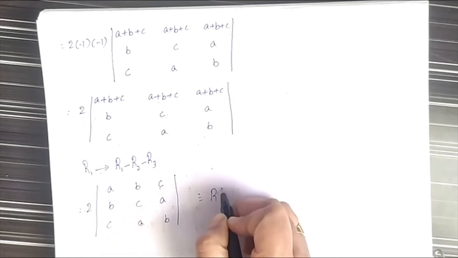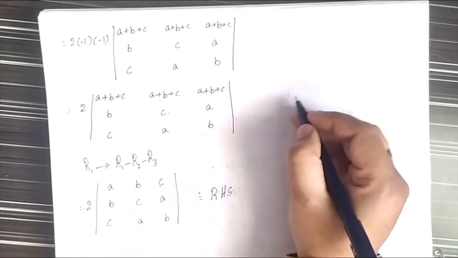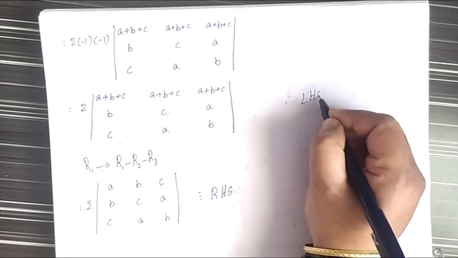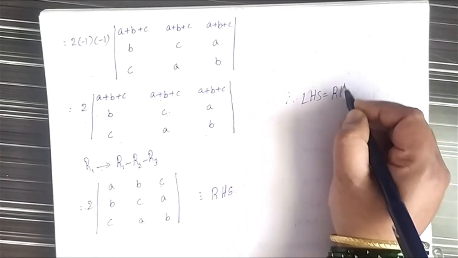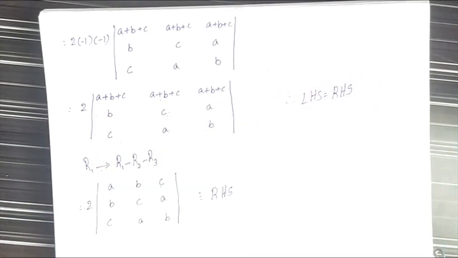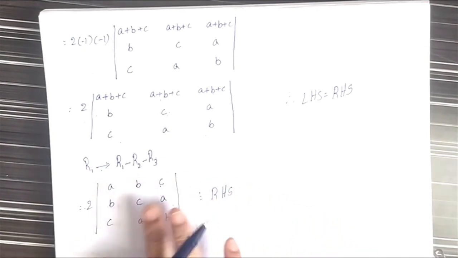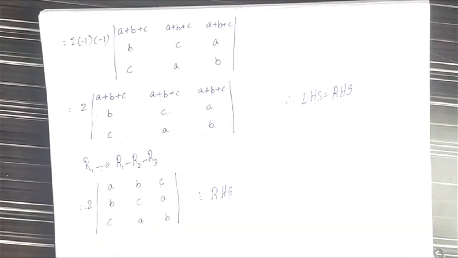This is equal to the RHS. Therefore, LHS equals RHS. Hence proved the solution of problem 2 without expanding the determinants. We have to show LHS equal to RHS. This is the most important problem for examination pattern.